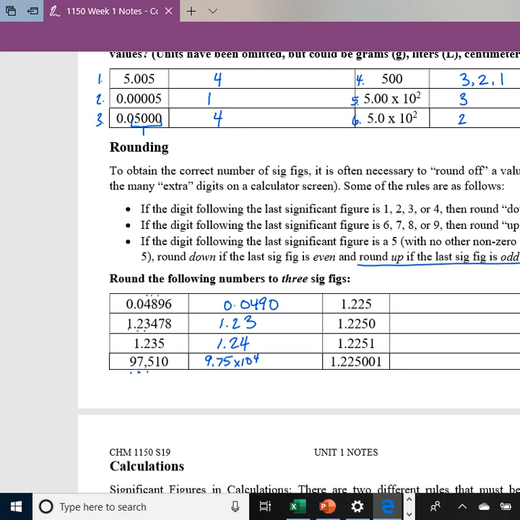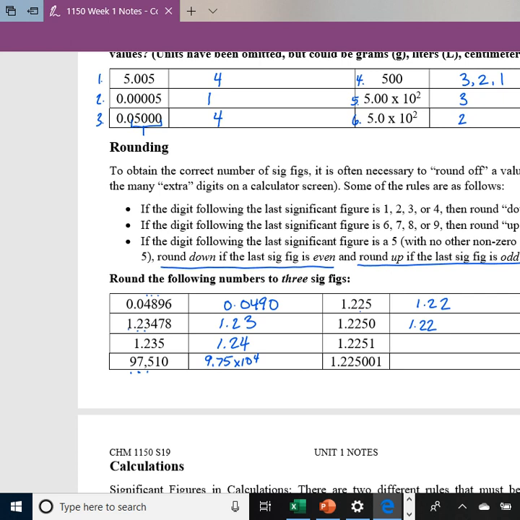For 1.225, this is another example where the last digit is a 5. And in this case, we're going to round down because the 2 here, which is the last significant digit, is even. So we'll just leave this at 1.22. For 1.2250, that's the exact same as 1.225. There can be as many zeros here after the 5 as we want, but as long as they're all 0 and none of them are non-zero, that doesn't change the number. So this is still going to be 1.22.